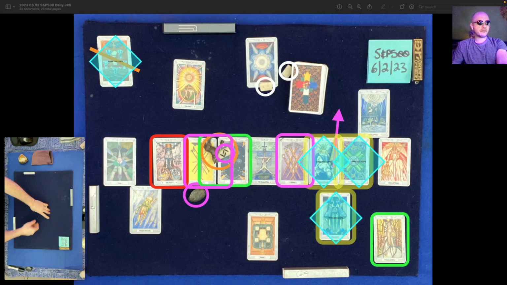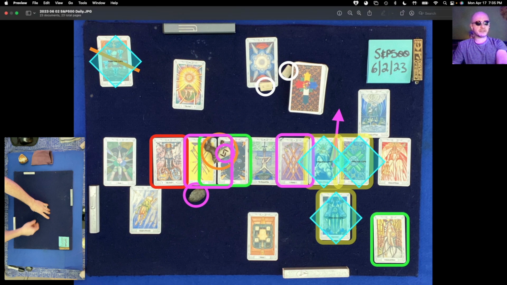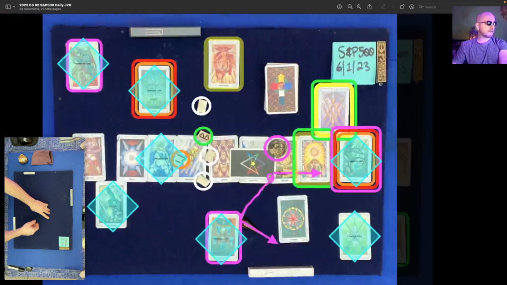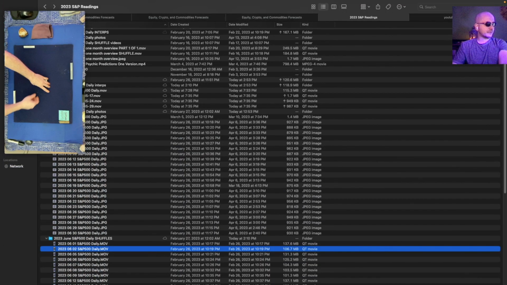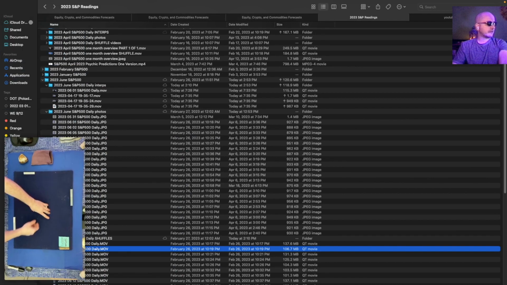This is the S&P 500 one-day reading for June 2nd, 2023. It's currently April 17th, 2023, 7:35 p.m. Eastern Time. The shuffle file for June 2nd was created on February 26, 2023 at 10:19 p.m. Eastern Time. That's this file right here.